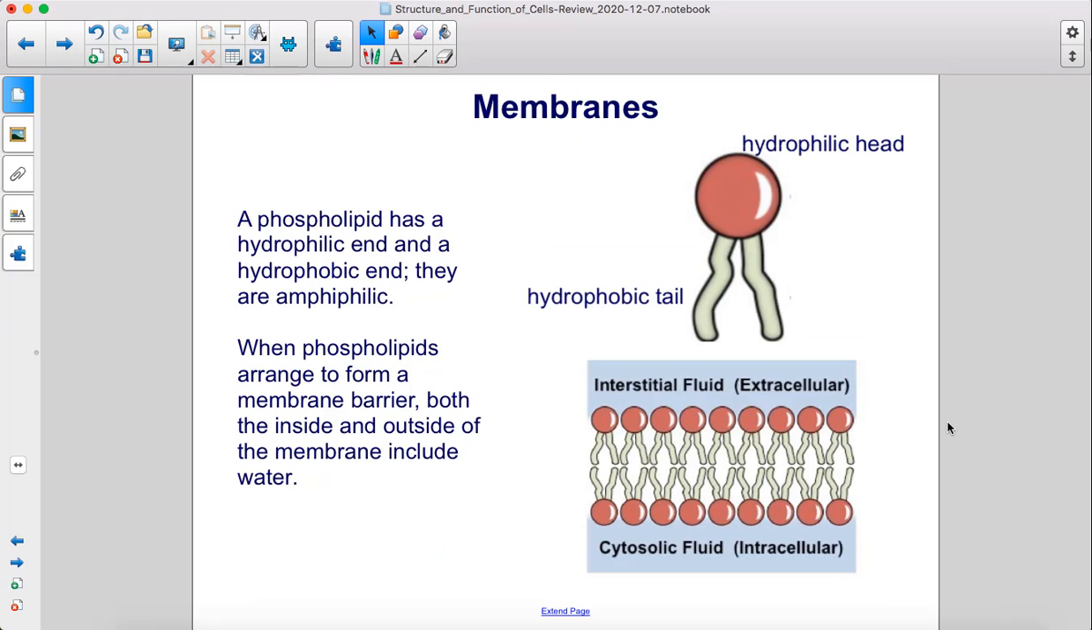A phospholipid has a hydrophilic end and a hydrophobic end. They are amphiphilic. When phospholipids arrange to form a membrane barrier, both the inside and outside of the membrane include water.